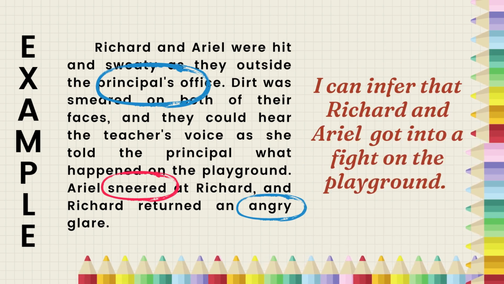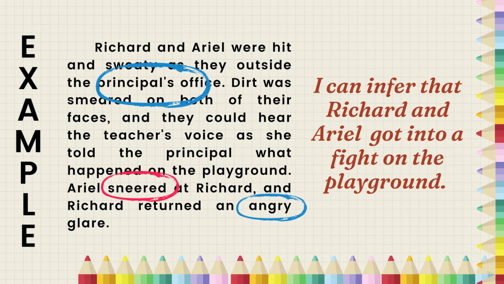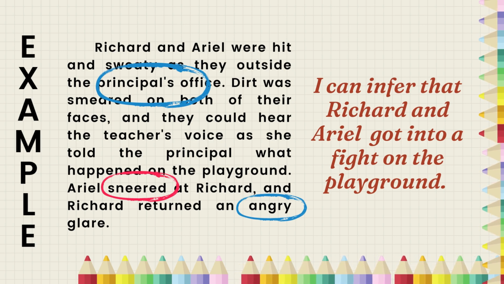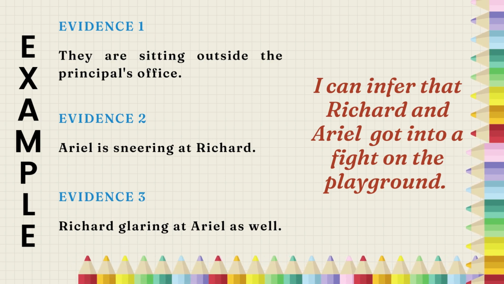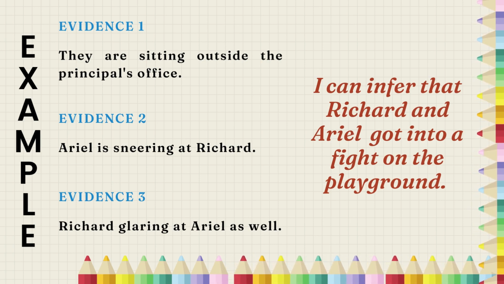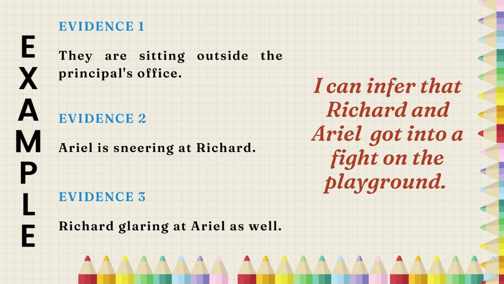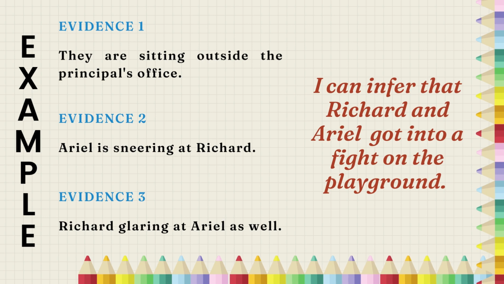Let's construct our claim and provide our evidence. Here is our claim: I can infer that Richard and Ariel got into a fight on the playground. Why? This will be supported with the following evidence. First, they are sitting outside the principal's office. This was directly stated in the text. And most of the time, kids who sit outside the principal's office have gotten into trouble. Therefore, they must have done something wrong.